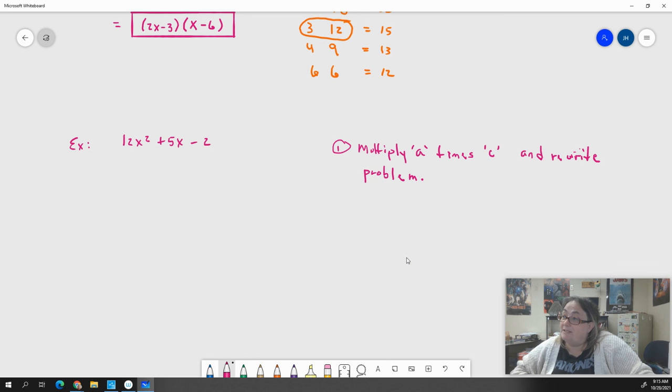So we're going to multiply our A times our C. So we're going to go 12 times negative 2. And then we're going to rewrite the problem. We're going to go x squared plus 5x. Negative 2 times 12 is negative 24. So here, we are now going to figure out what our factors are, right? We're going to have something plus something. We're going to have something minus, because that is always the case when there's a negative C term, right? We're going to take the factors of our new C term.